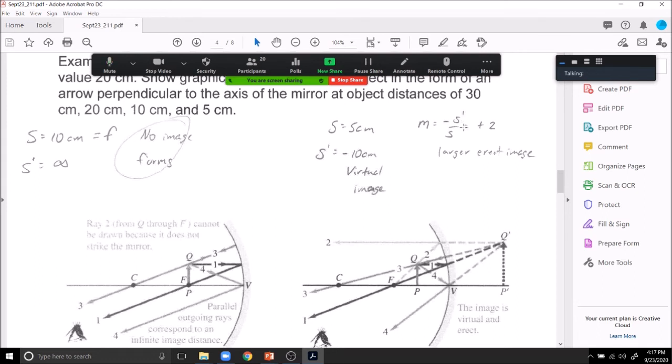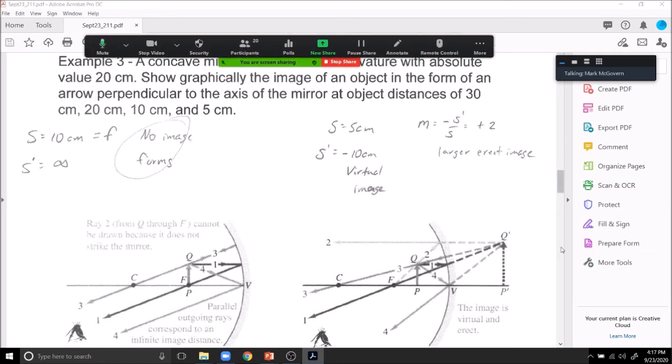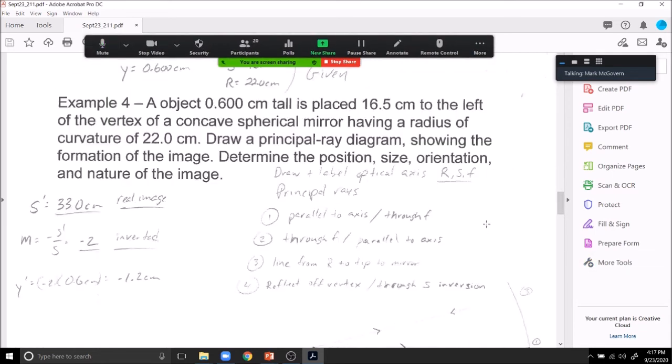Let me think here. Okay, yeah, that's all the examples. That's all these examples here. So let's do, I think I have another example right off the bat now, though. Yeah, okay, so here we go.